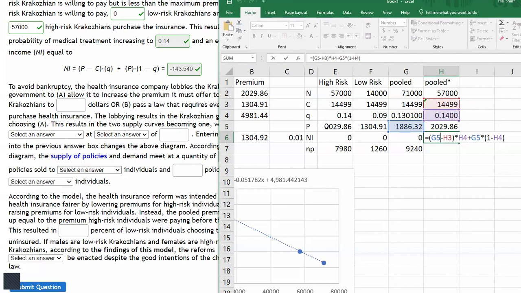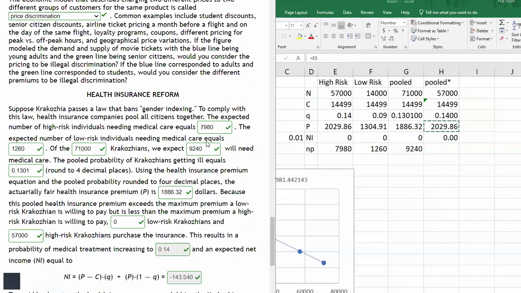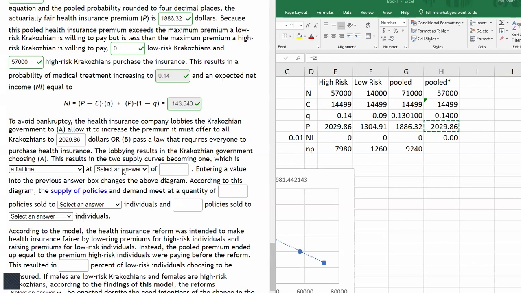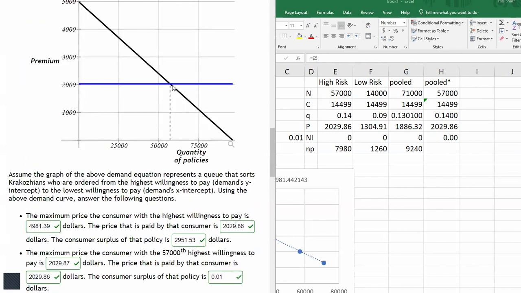The insurance company wants to charge that premium because when they could charge two different premiums, one for high risk and low risk, all of the high risk Caucasians insured at that premium. And that was a premium that made their net income zero. So what we have to do is slide this box over to here and slide this box over to here. And you're going to see that we now break even at that insurance premium. This results in the two supply curves up here becoming one, which is a flat line at a price equal to this premium. When I press enter, you'll see the two supply curves have become one at the premium such that the insurance company just breaks even.